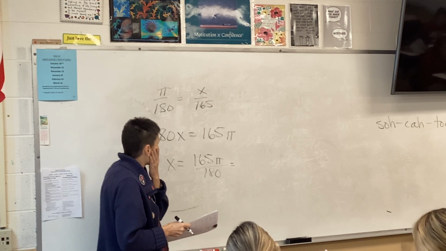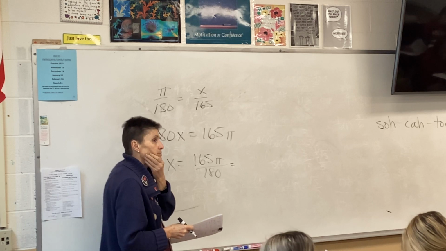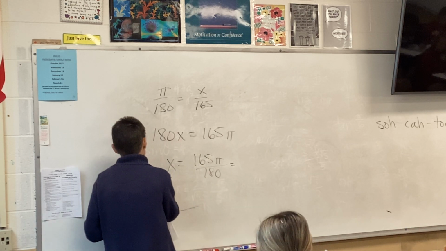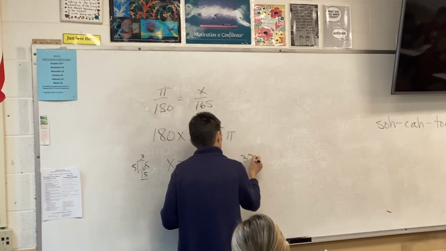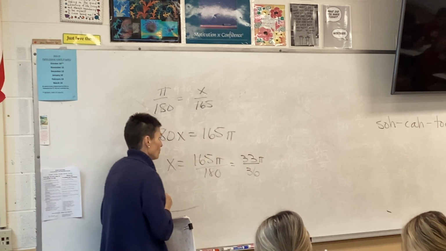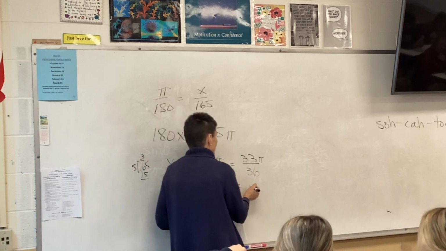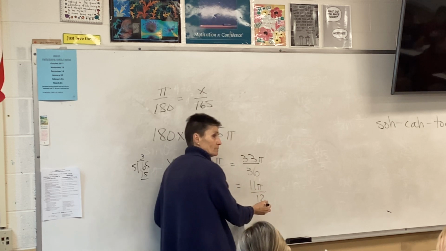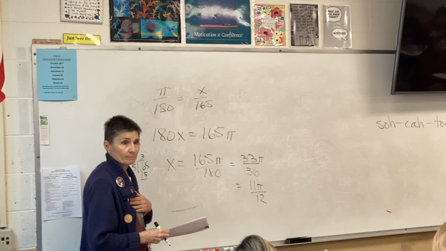So, what goes into 165 and 180? 5. So 165 divided by 5 is 33, over 36. Am I done reducing? No, that can reduce more. So that will be 11 pi over 12. And that's it.